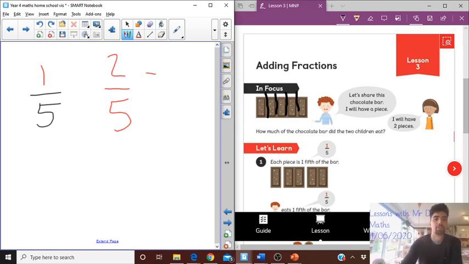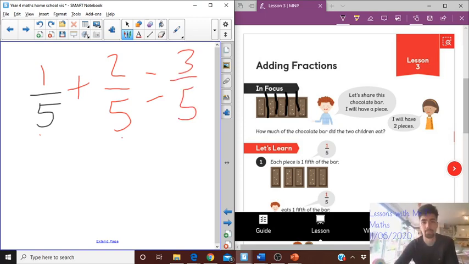So what fraction of the chocolate bar did they eat? Well, if the denominators are the same, I can add the numerators together. 1 part add 2 parts is 3 parts out of the 5 parts that I had. So they had 3 parts.